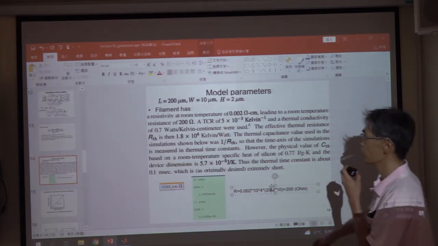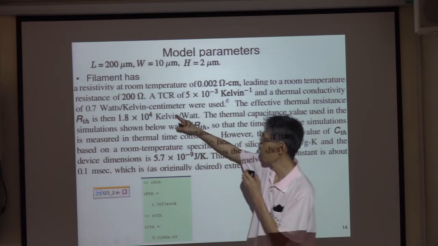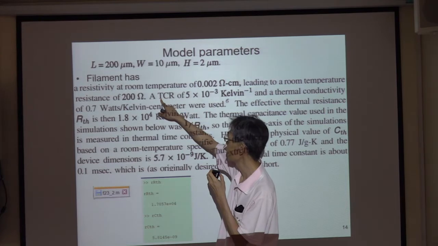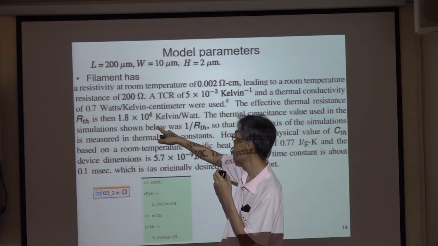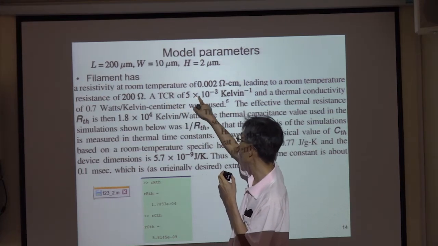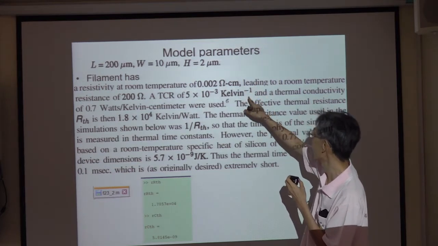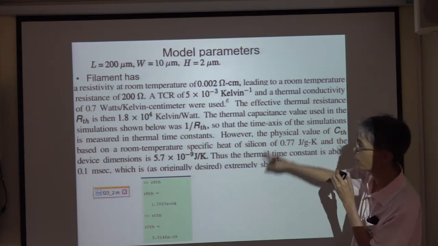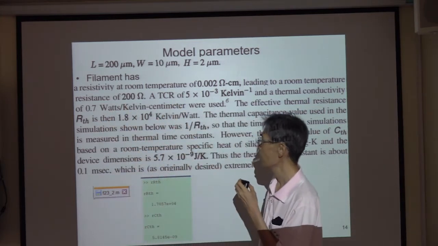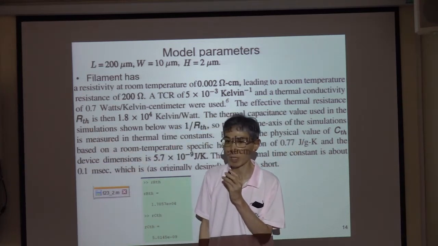Now, given the temperature coefficient of resistance, TCR, 5 times 10 to the minus 3 Kelvin to the minus 1, and the thermal conductivity 0.7 watts per Kelvin centimeter, now calculate this thermal resistance, RTH.